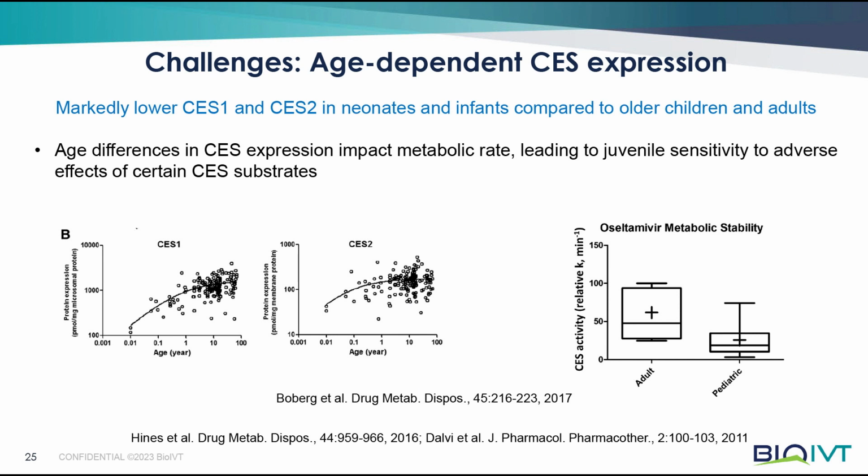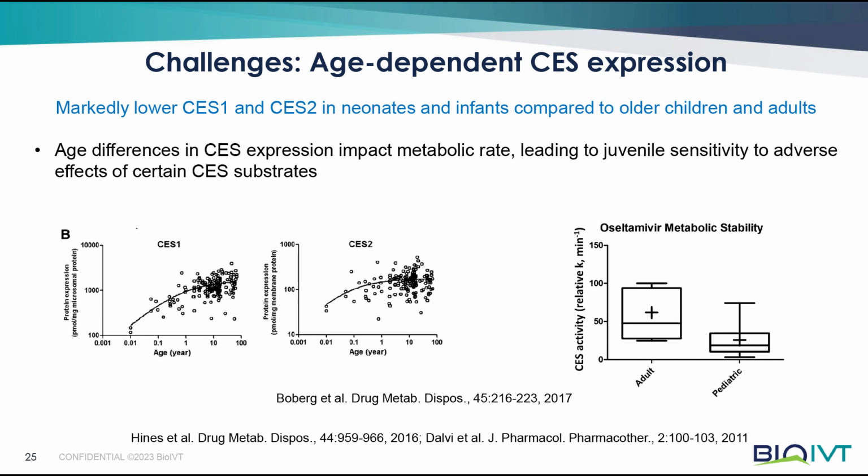And then when it comes to age-dependent effects, these are data from a couple different papers. Also, Ron Hines, who's made his name on ontogeny of different drug metabolizing enzymes over the years. And if you look at the age-related impact, just to get your bearings, this is a log scale. But you can see from neonate to about age 1, you're starting to increase for both carboxylesterase 1 and 2 until you get to more adult levels.